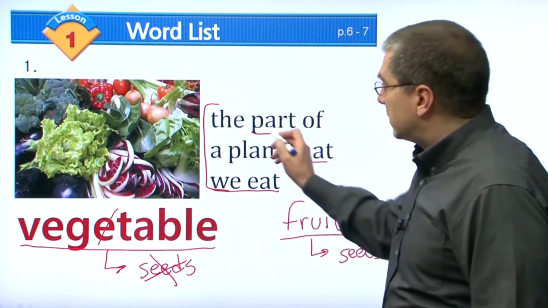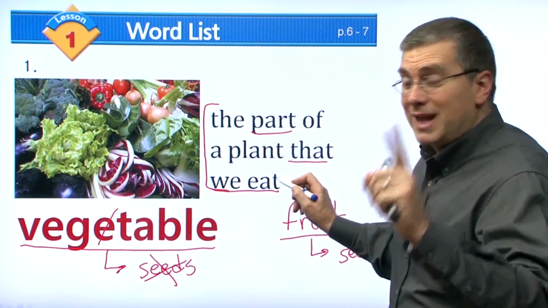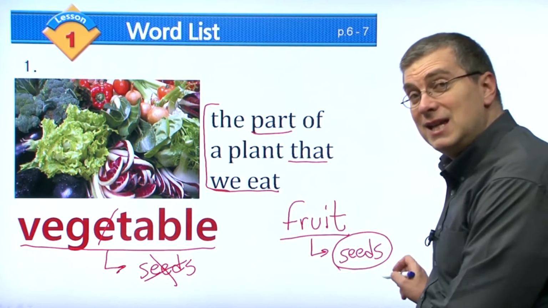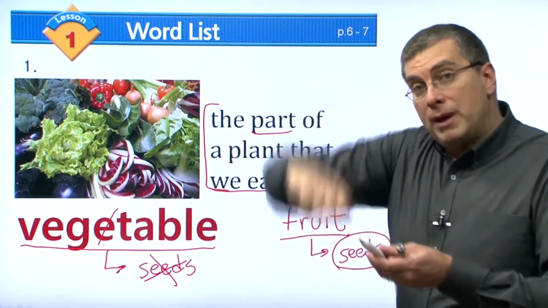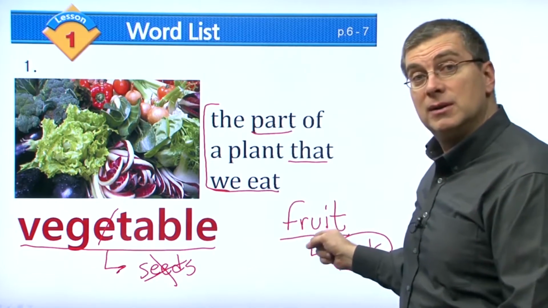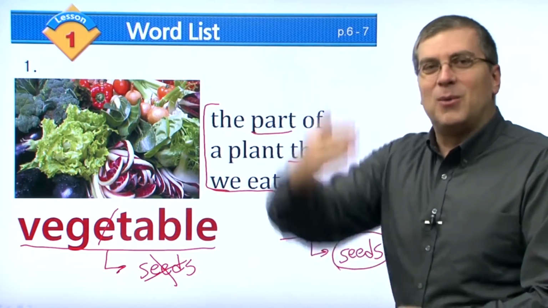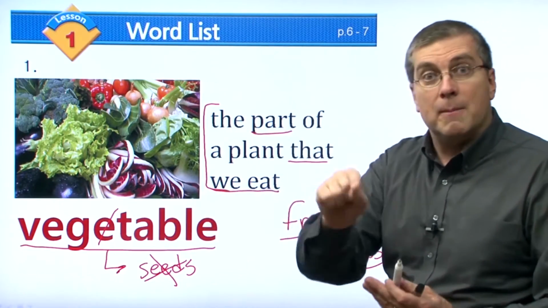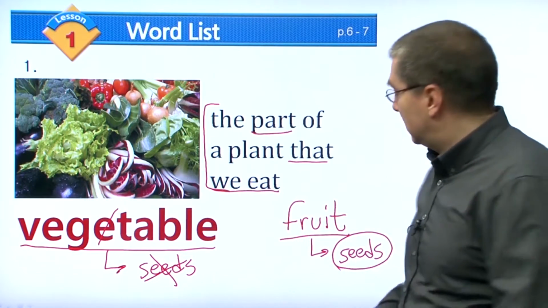So a fruit is a part of the plant, yes, but it's only one part of the plant. It's the part that has seeds. If it has seeds, it's a fruit. So an apple, cut open an apple. There are seeds. An apple is a fruit. Watermelon, right? You cut the watermelon, wow, many seeds. Watermelon is a fruit.